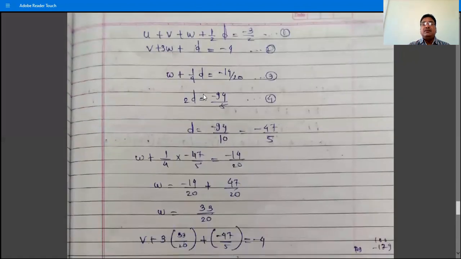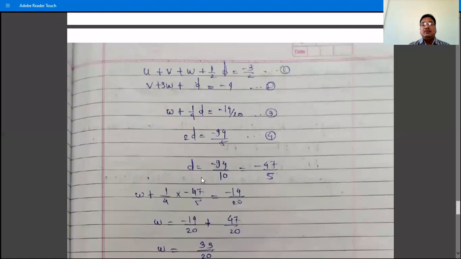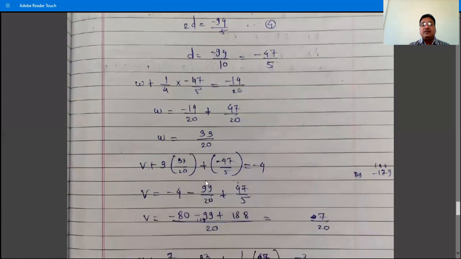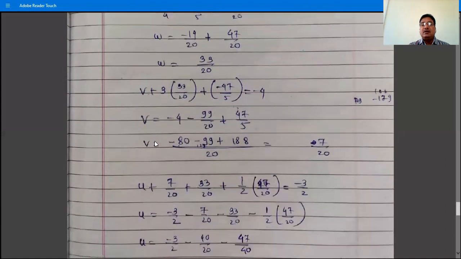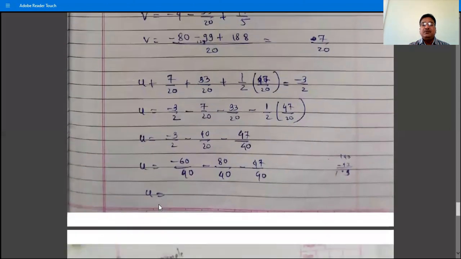Okay. And then from the last equation we have D is equal to minus 94 by 10, after shifting the 2 to the right side. That is minus 47 by 5. And then substitute this value of D in the above equation number 3. We get the value of W as 33 by 20. And substituting the values of W and D in equation 2, we get the value of V as 7 by 20. And all these values, that is the value of D, value of W and value of V, substitute in equation number 1, we get the value of U.